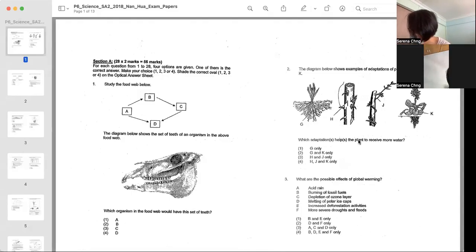Okay, we will now go through corrections for question 1 to 5. For question 1, this set of teeth belongs to those of a herbivore because they are flat teeth for grinding of plant parts. Keyword: grinding of plant parts.